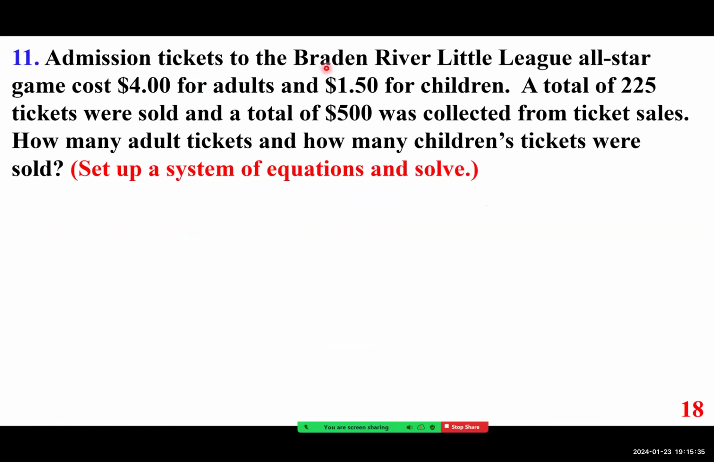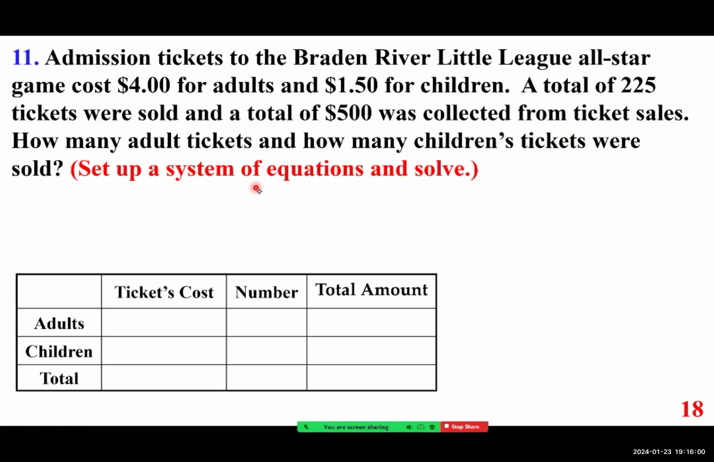Admission tickets to the Braden River Little League All-Star game cost $4 for adults and $1.50 for children. A total of 225 tickets were sold, and a total of $500 was collected from ticket sales. How many adult tickets and how many children's tickets were sold? Set up a system of equations and solve.